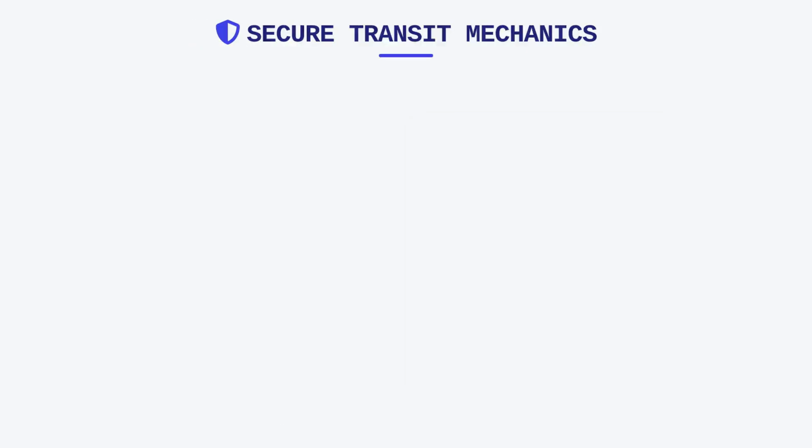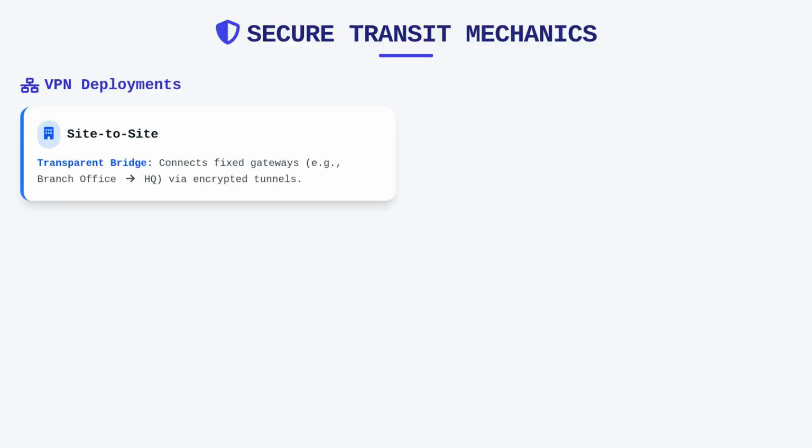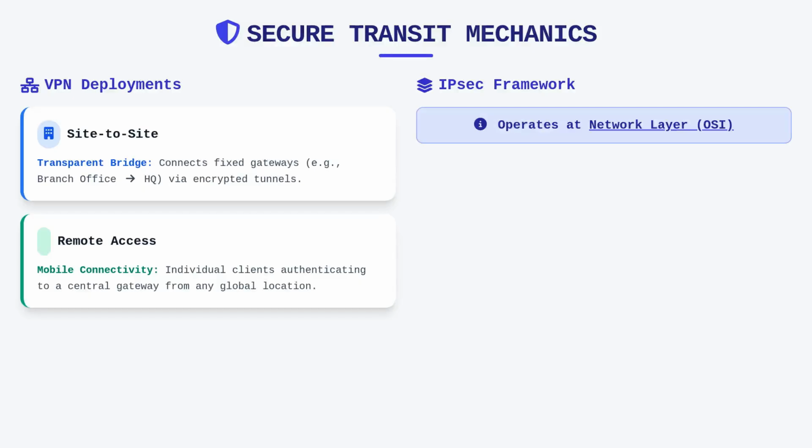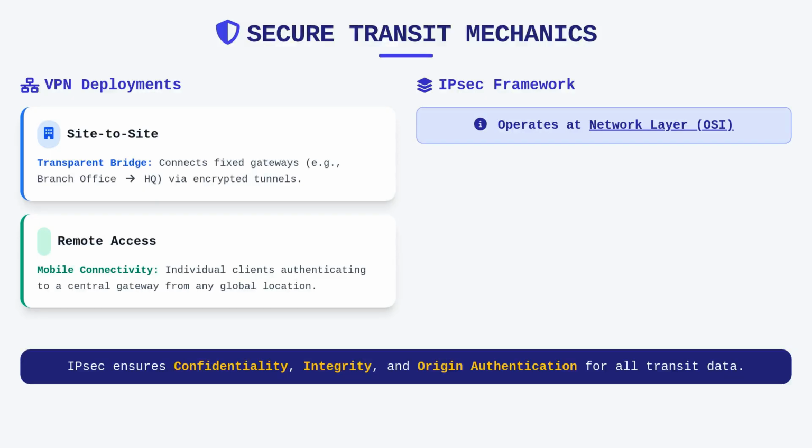To understand the mechanics of secure transit, we must first distinguish between the two primary ways we deploy VPNs. A site-to-site VPN acts as a transparent bridge between two fixed gateways, typically connecting branch offices to a corporate headquarters over an encrypted tunnel. In contrast, remote access VPNs cater to the individual user, allowing a mobile client to authenticate and establish a secure session with a central gateway from any location. These implementations rely heavily on the IPsec protocol suite, which operates at the network layer of the OSI model to provide confidentiality, integrity, and origin authentication.